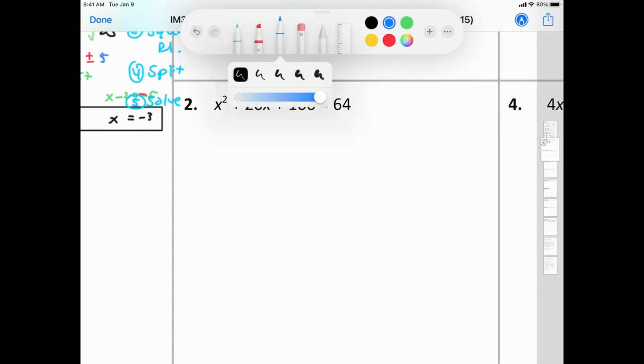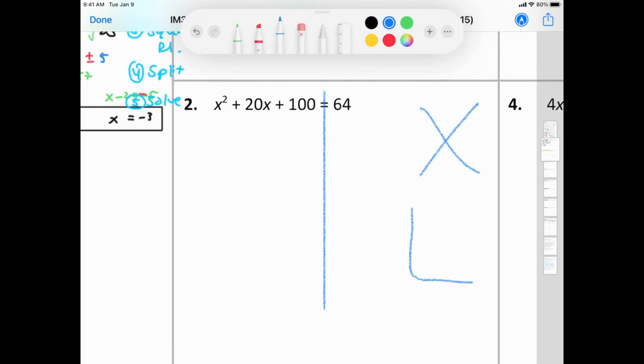Question number 2, let's go ahead and do the same thing here. I'm going to factor the left side.